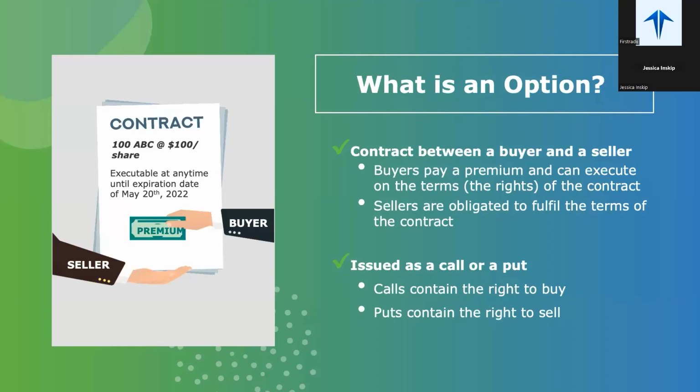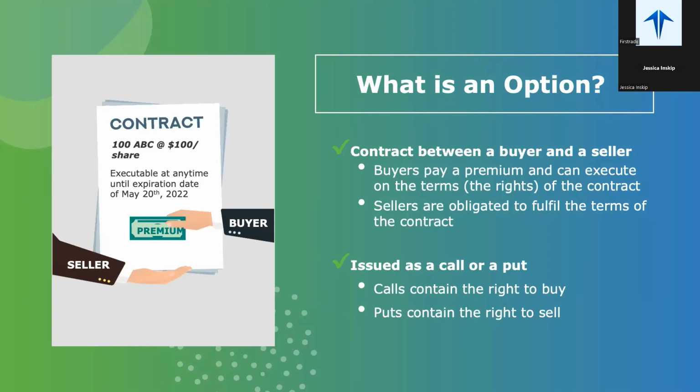But what I want you to take away from this is, if I'm a buyer, I can execute upon the terms of that contract, which means I own the rights that that contract contains. If I'm a seller, I'm obligated to fulfill the other side, which is just a fancy way of saying if I'm a buyer, I want it to have as much value as possible. If I'm a seller, I don't want it to have any value. I want it to diminish in value.